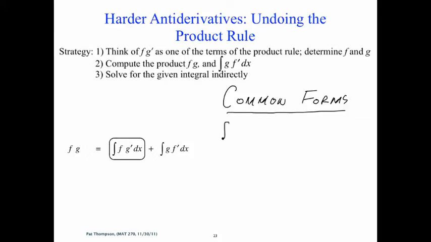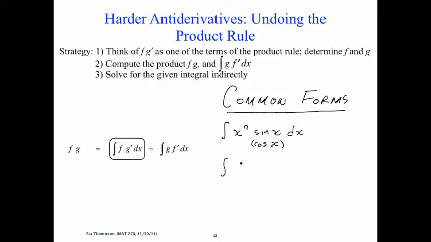So, like the first one we saw, x to the n sine x or cosine x. Whenever you have just sine or cosine times x to a power, that's going to be a good indication that you're going to use undoing product. Okay?